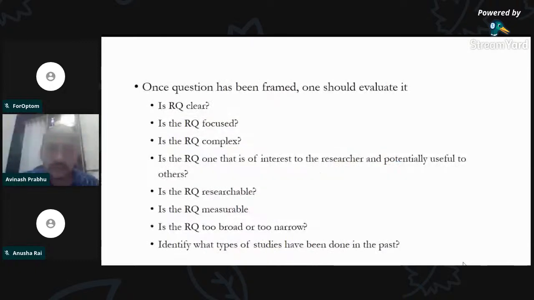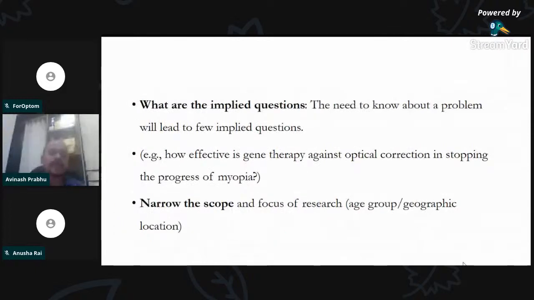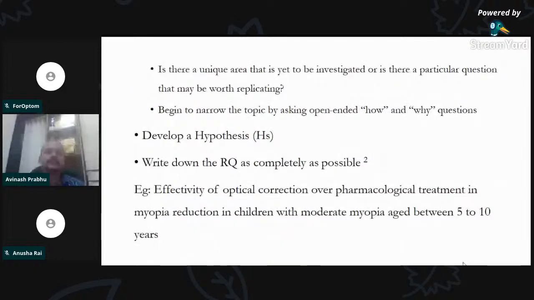Just to give you a brief, we discussed the steps to frame the research question. First, you identify the broader subject, do a little bit of preliminary research, and after that, try to narrow it down further. Once you get a research question, try to question it within yourself, and finally write the research question and see how narrowed down or how applicable it is to that particular context.